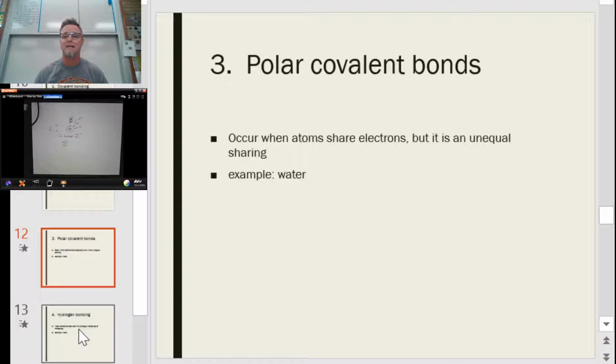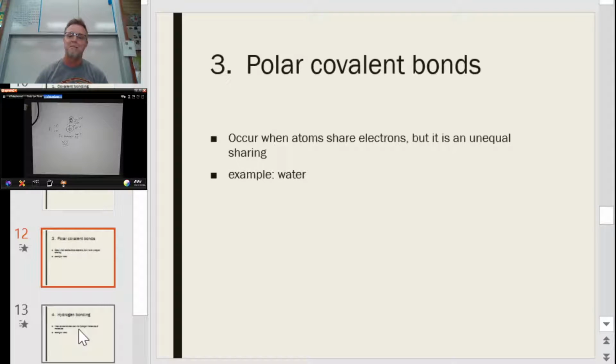This occurs when atoms share electrons, but they don't really share equally, okay? It's kind of like your buddy saying, hey, here's a candy bar, let's split it. But instead of splitting it right down the middle, your buddy only gives you like this little bitty piece off of the end. And you're like, bro, where's the rest of the candy bar you said you were going to share with me, okay?